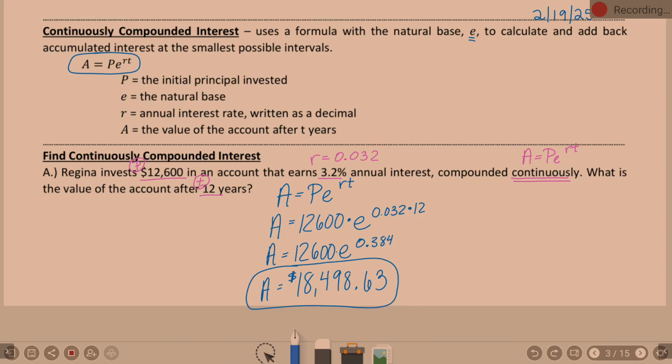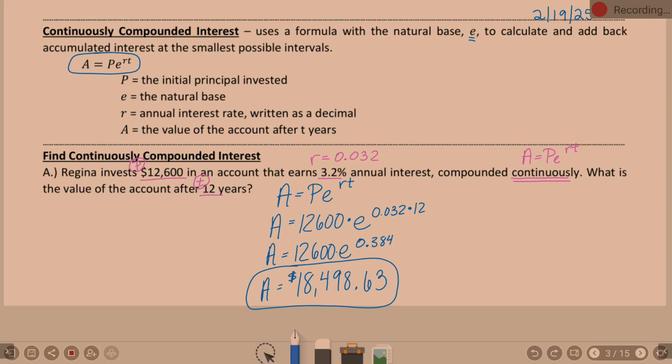Did we get the calculators to do what we needed them to do? Yes. Okay. So this is another formula to put into our repertoire of things. You see the word continuous? No? Okay, this is the formula I'm going to use.